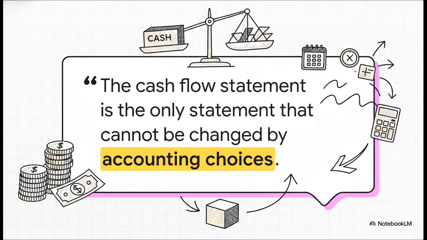Check out this quote. The cash flow statement is the only financial statement that cannot be changed by accounting policy choices. Let that sink in for a second. While revenue recognition methods, or maybe how you calculate depreciation or handle accruals, can artificially boost your net income, they absolutely cannot change the hard reality of your cash balances. You either have the cash or you don't. It is a completely objective measure.